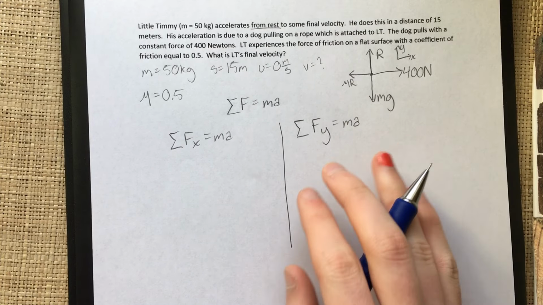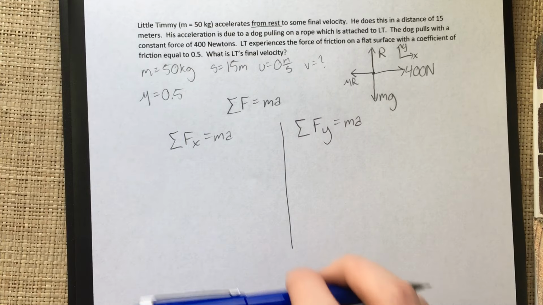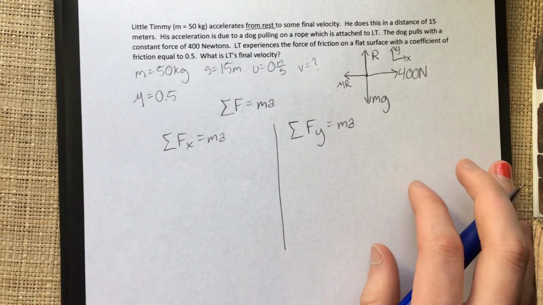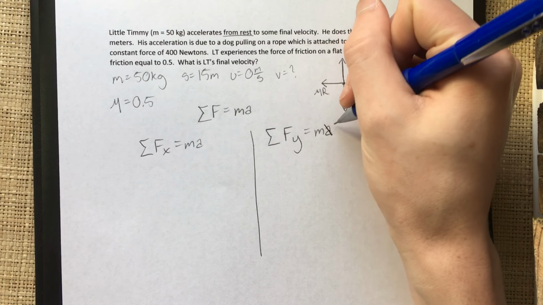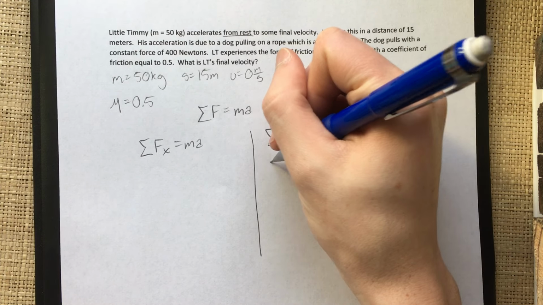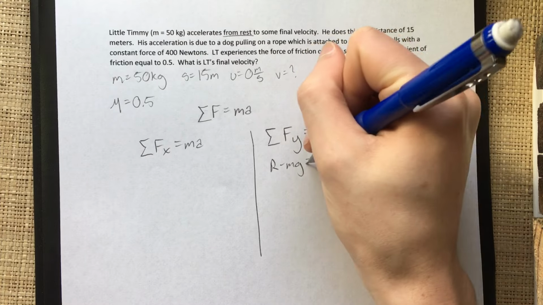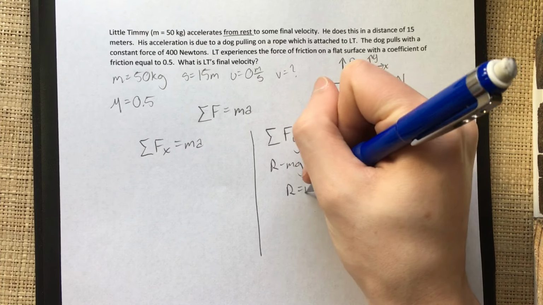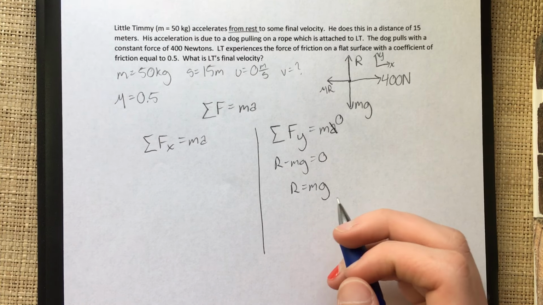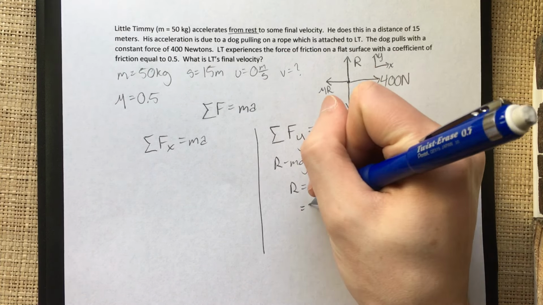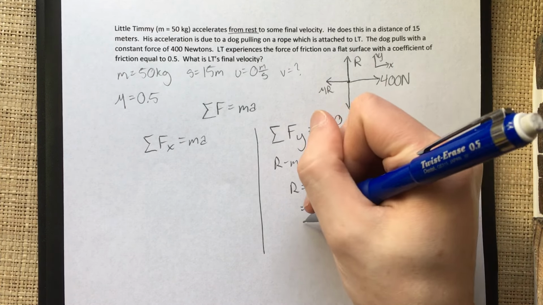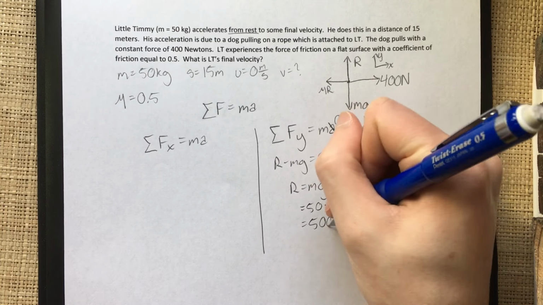Now we know that this dog is just pulling him along a flat surface. He's not going up or down, so there's no acceleration in the y direction at all. So this means acceleration is 0, and r minus mg is also 0. So the reaction force is mass times the gravitational acceleration. And using his mass, 50 kilograms, and taking acceleration due to gravity to be 10 meters per second squared, we get the reaction force is 500 newtons.